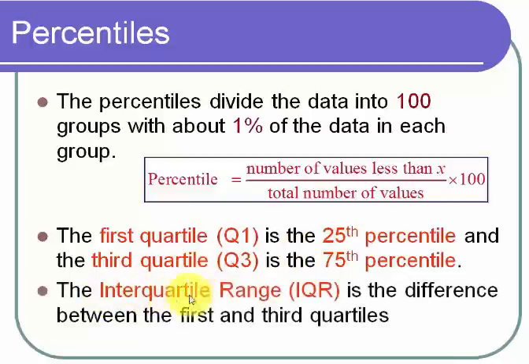Finally, the interquartile range, which is denoted as IQR, is the difference between the first and third quartiles. So the IQR is used if you're presenting to a sophisticated audience that understands this stuff. And it really tells you what that middle 50% of the data is.